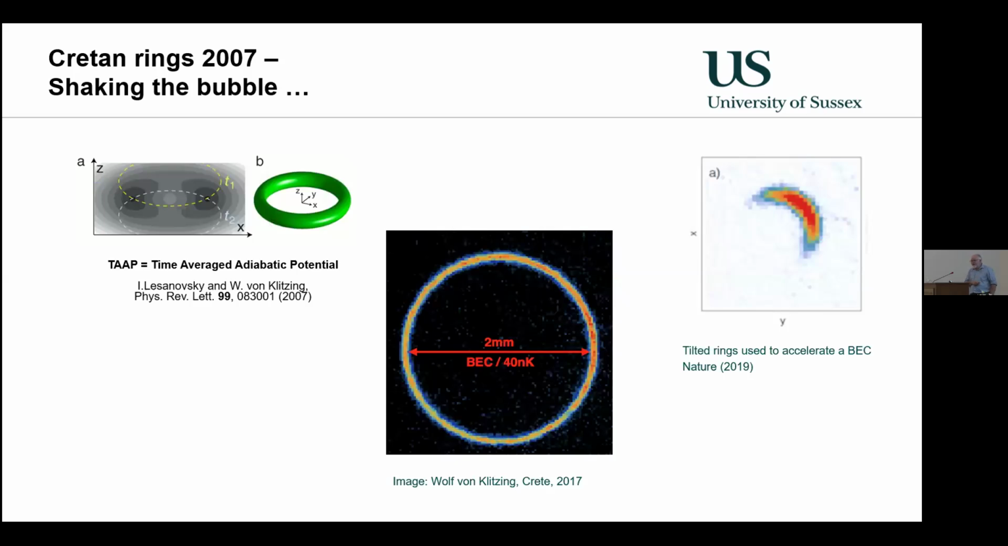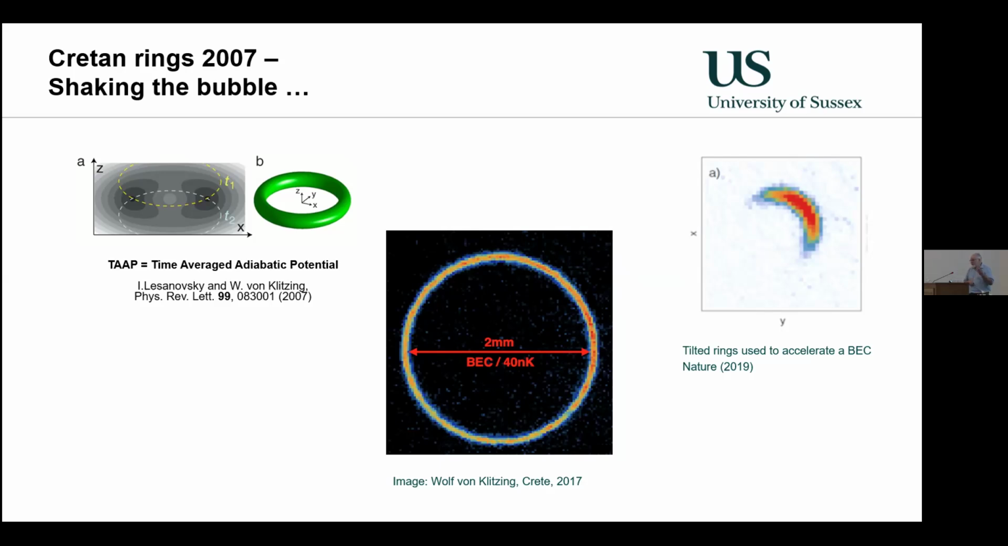But in a sense, for me, the highlight of control and making fantastic rings is local to Crete, and that's Wolf von Klitzing's approach, which is to take the bubble potential and not add optical pieces to it, but just shake it. So he shakes it up and down. Maybe he talked about it in the summer school. No, he didn't. Yes, he did. A bit. Okay, so he shakes it up and down, and then the time average potential for atoms moving slowly in this shaken up and down bubble turns out to be a ring potential.